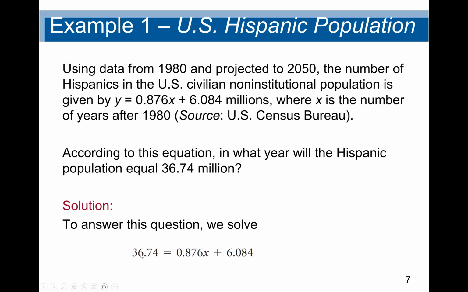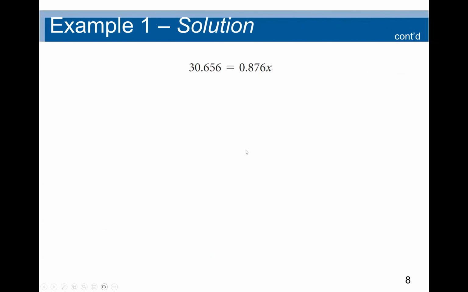We have 36.74 minus 6.084, because we want to cancel plus 6.084. So we subtract 6.084 from the left side of the equal sign, and also from the right. So 36.74 minus 6.084 will give us 30.656, and it's equal to 0.876x. So now we are looking for the value of x.